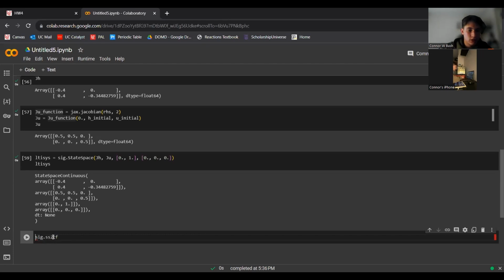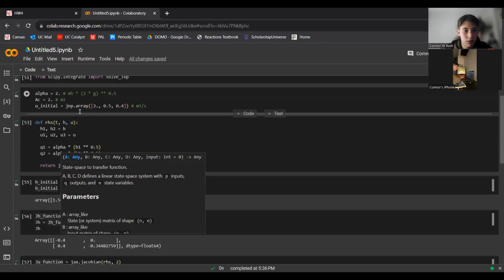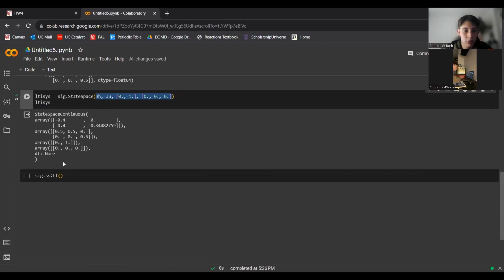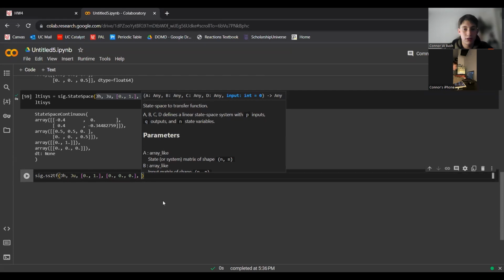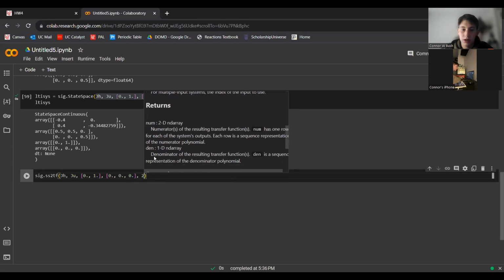And kind of to show you what this looks like, we do need the A, B, C, and D. However, now we do need this index value. Since we isolated H2, we are going to be indexing for U. So that is 2. So we can copy and paste here the A, B, C, and D matrices, and then set the index to 2. And then if you can see, this is returning a numerator and a denominator.